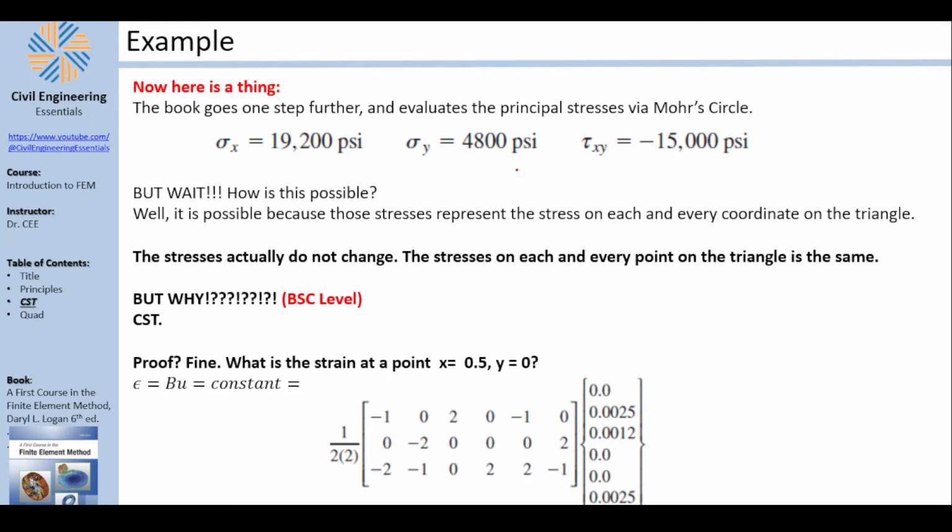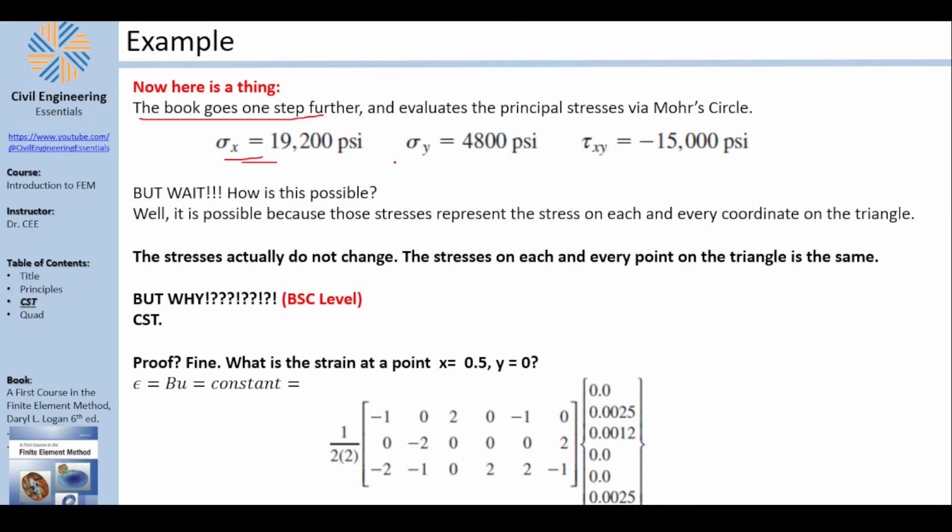Now, I want to start with the BSc level, go through the MSc level, and even finish with the PhD level, just in case there are PhD candidates watching this channel, or even fellow associate or assistant professors. So let's start with the BSc level. The book goes a step further here.